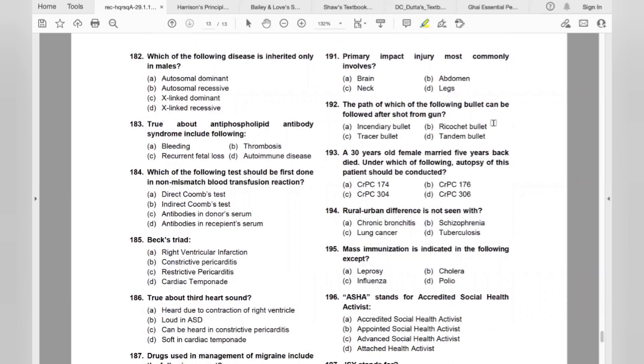A 30-year-old female married 5 years back died. Under which of the following autopsy of this patient should be conducted? So answer is CrPC 176. Rural-urban difference is not seen with tuberculosis. Please check this answer also. Mass immunization is indicated in the following except leprosy.